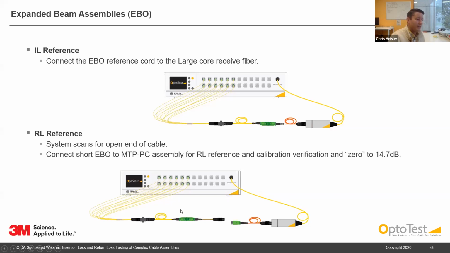In this case, because open EBOs have very low return loss, we're going to connect a short EBO to MTP PC assembly for the RL reference and calibration verification to 0 to a 14.7 dB correction. Once the return loss reference is done, we're going to remove this short EBO to MTP stub.